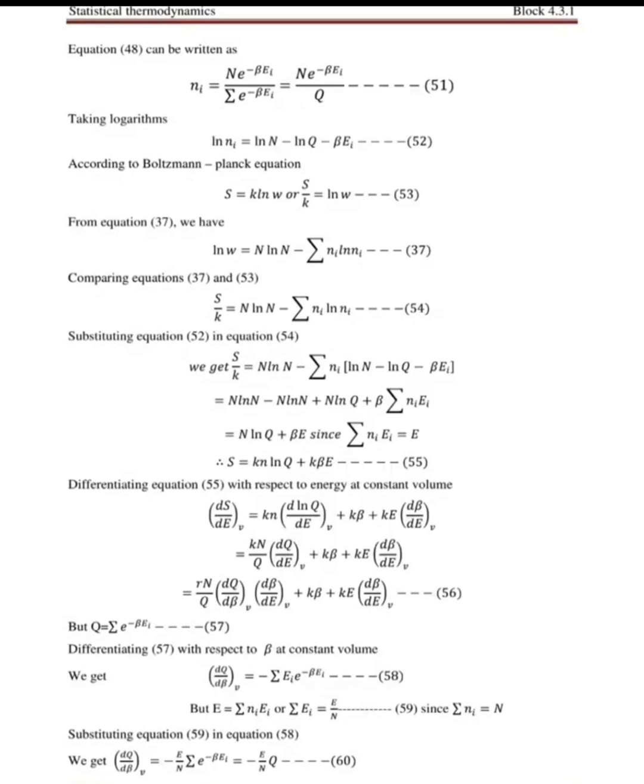So from the equation 48, it can be written as Ni is equal to N e to the power of minus beta ei divided by summation of e to the power of minus beta ei, which can be written as N into e to the power of minus beta ei divided by q. That is the equation 51. Taking log on both the sides, that is the equation 52.